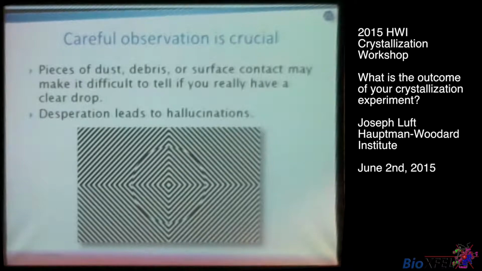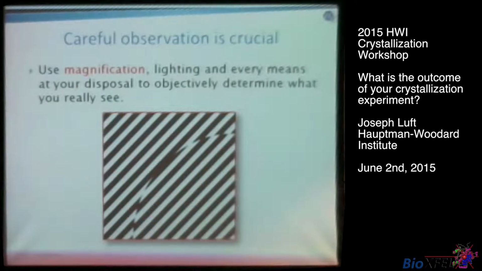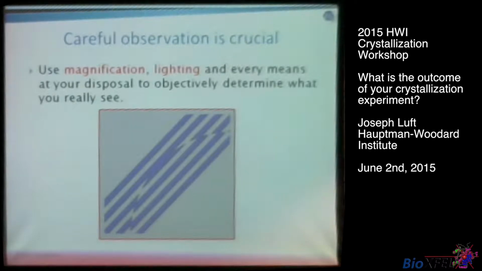So again, you need to beware of a lot of optical illusions when you're looking at drops. There's a lot of debris and things that can be present. So if you zoom in and really pay careful attention to what's going on, and you change the lighting, sometimes you can see what's happening in the drop much better than you can if you're just looking at an initial image and you think that this little speck of dust is a crystal because you're desperate to see a crystal and you sort of will yourself to see it.